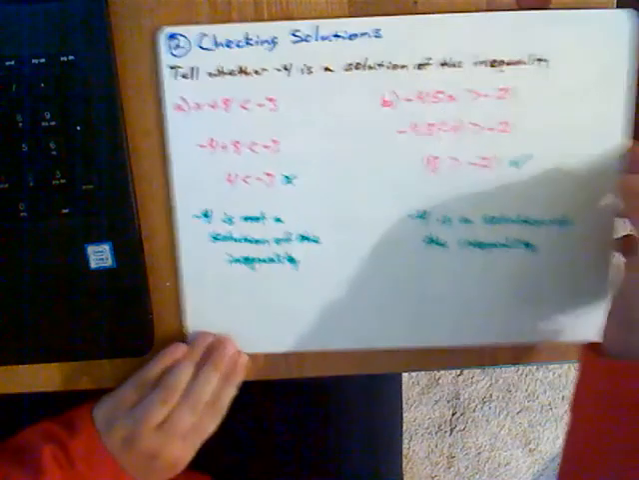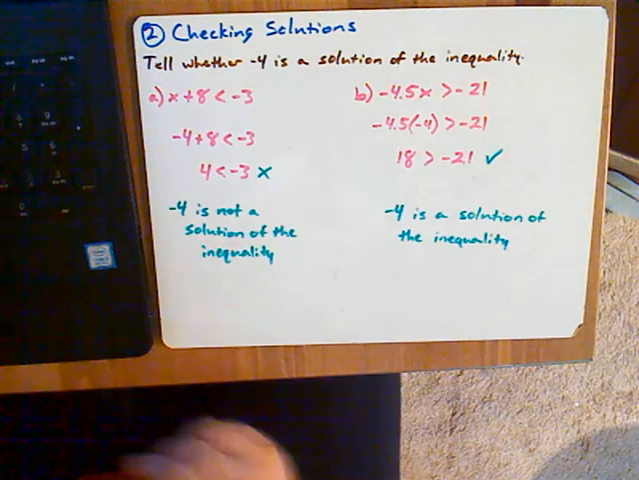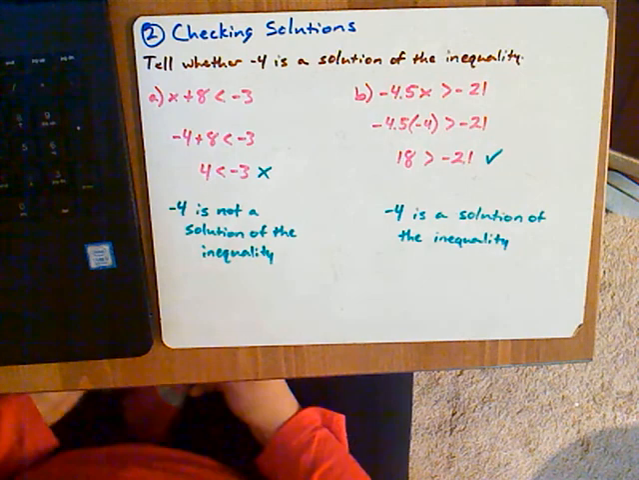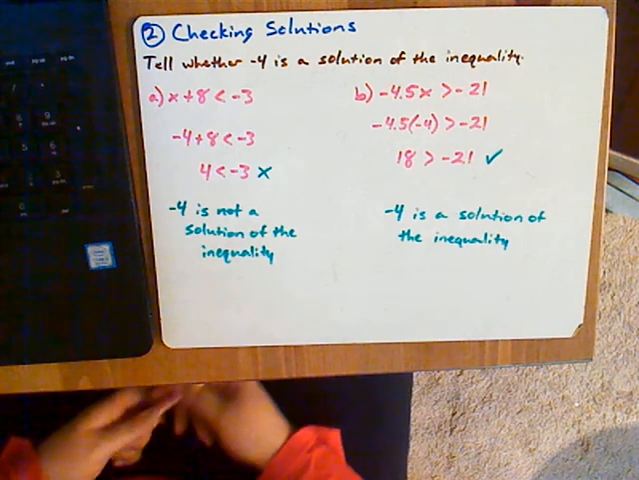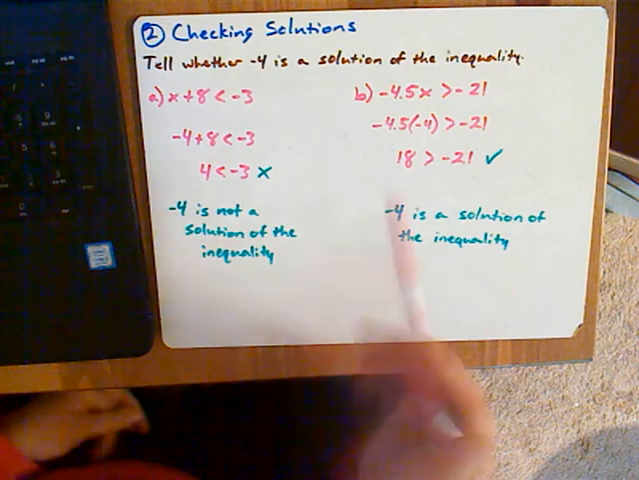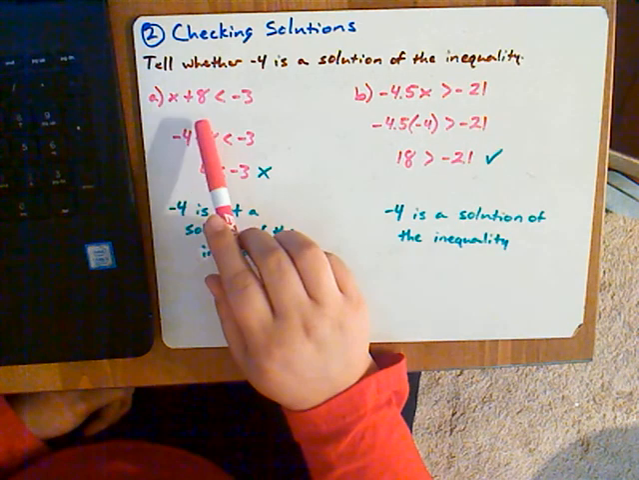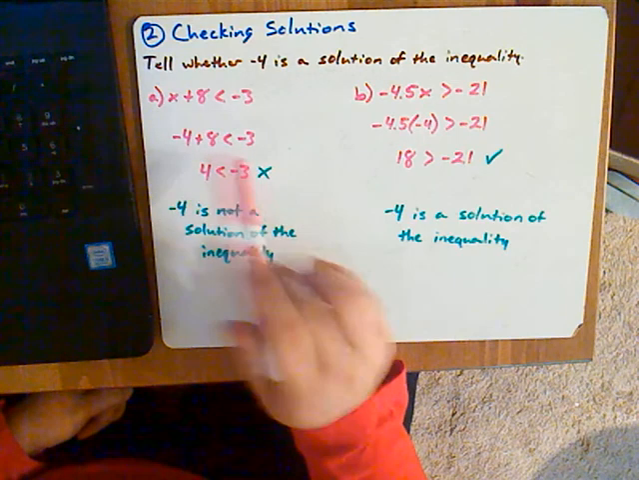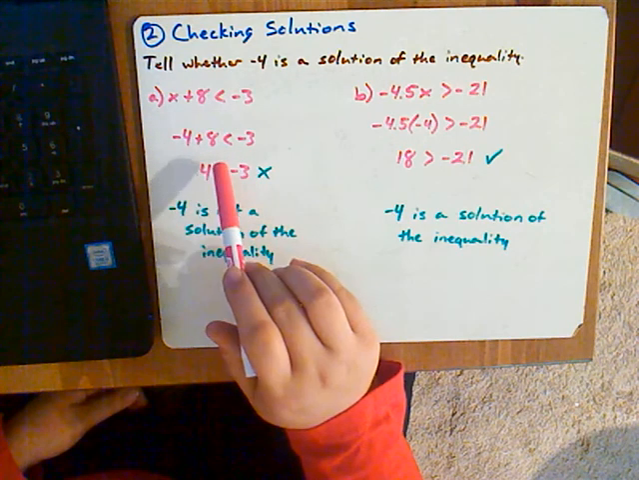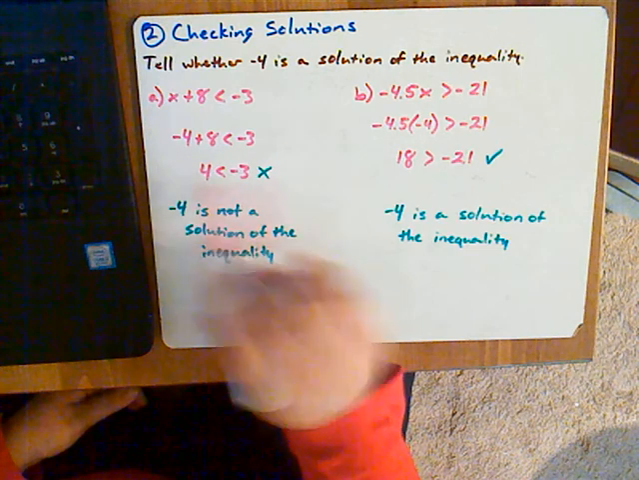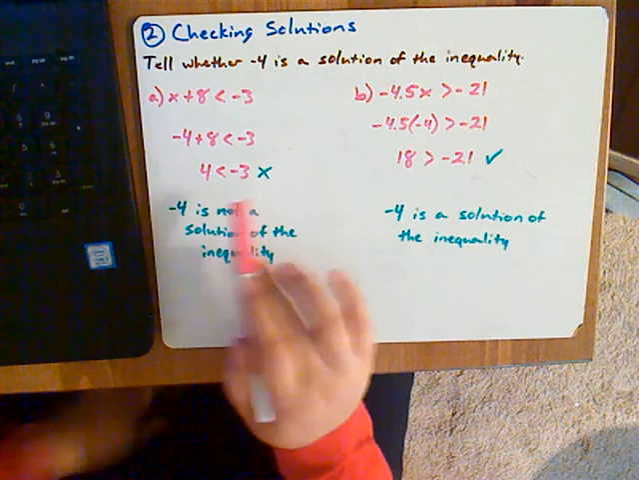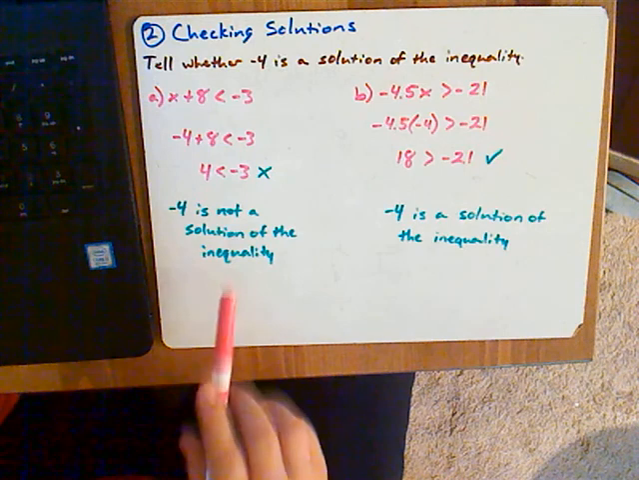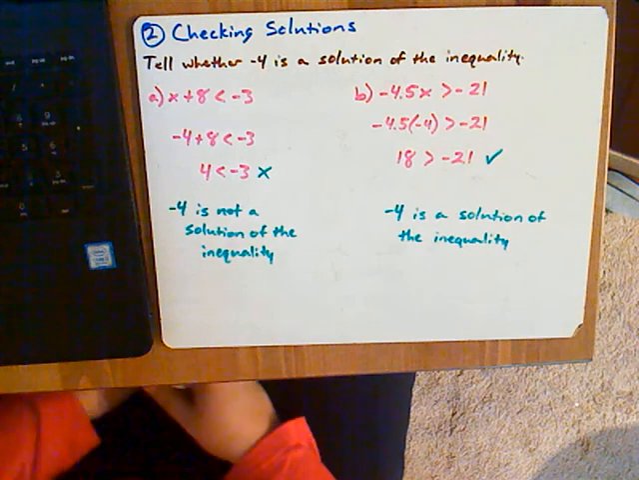So our next example is just checking solutions, and it wants us to tell whether negative 4 is a solution of the inequality, and they've given us two inequalities to check this for. So our first one is x plus 8 is less than negative 3. So we plug that negative 4 in for x. Negative 4 plus 8 is less than negative 3. Negative 4 plus 8 is 4. 4 is not less than negative 3, so negative 4 is not a solution of the inequality.